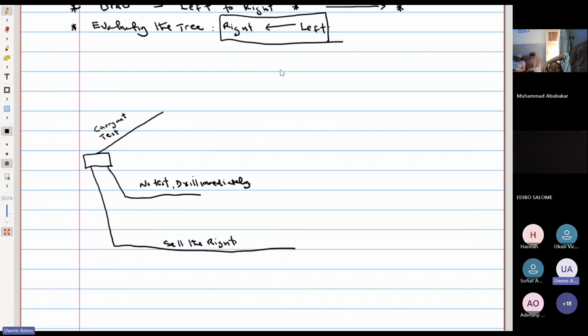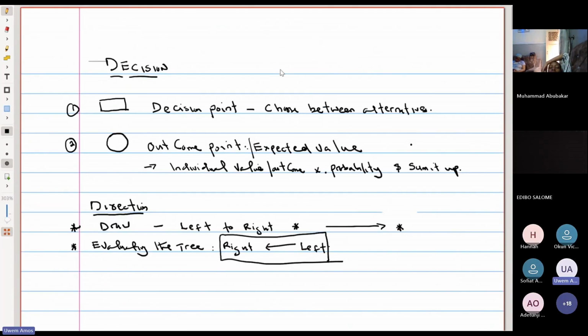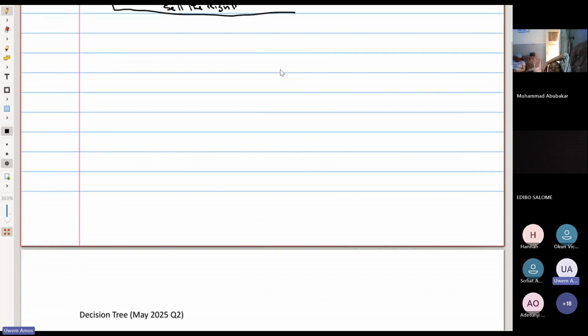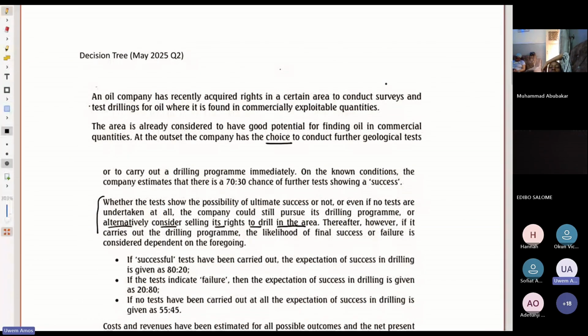So let's now go right back to our question and look out for statements that are related to carry out the test, no drill, no test, drill immediately, or sell the rights. All right, so let's read the question. This time we're going to read it a little bit slowly. So I'm starting from the second paragraph so that we can pick the points.